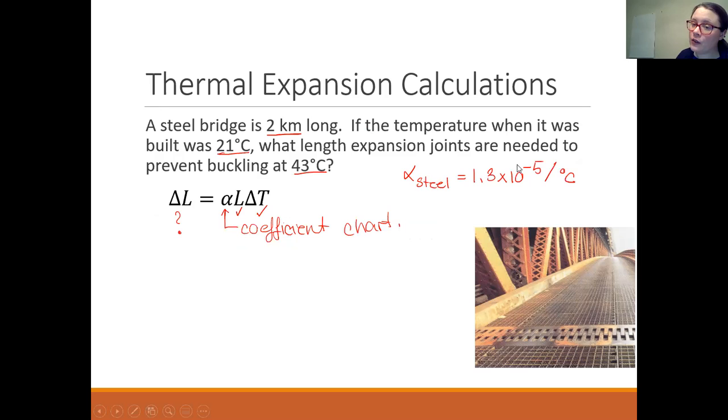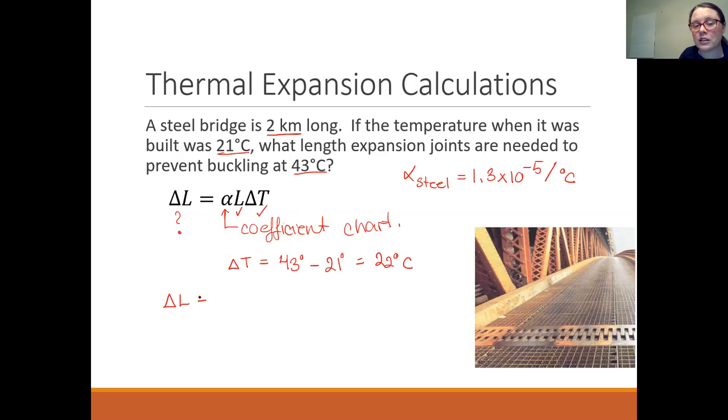Now that alpha is in degrees Celsius, that means my temperature needs to go in degrees Celsius when I put it into the equation. So let's figure out what we need. We need to find the change in temperature. Well, it started out at 43 degrees, and the temperature dropped to 21 degrees. So 43 minus 21 gives us a 22 degree Celsius temperature change. Now we can put that into our equation to find the change in length.